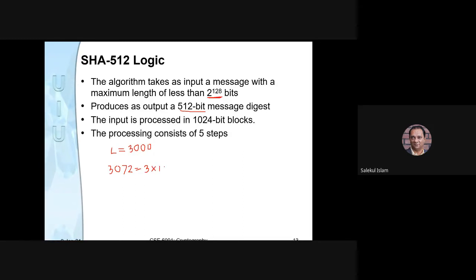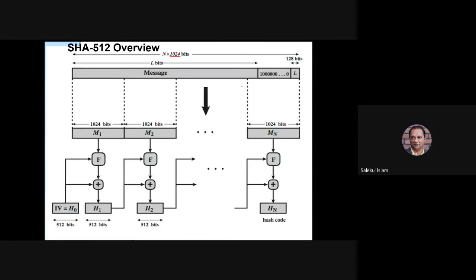So we have to add extra 72 bits. Those 72 bits are known as padding. Whatever the message is, we have to convert that message to a multiple of 1024. So that's why this part is our padding, at the end of the message. The padding starts with a 1, and then all 0s.